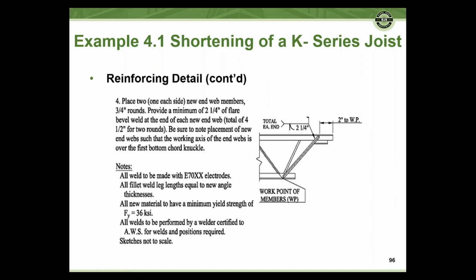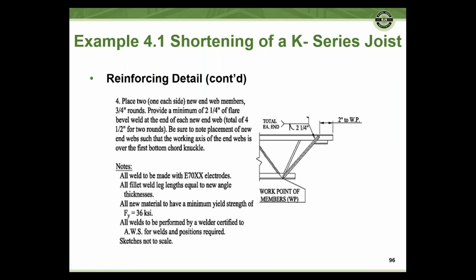Typically, if you're going to do this with AutoCAD now, you can draw these to scale and give them a reasonably good length, so they can pre-cut them. But have them put the end webs in. Make sure to locate the end webs 2 inches back from the end of the joist, so you can develop the working point over the bearing seat. And we're going to tell them add a flare bevel weld 2 1/4 inches long.